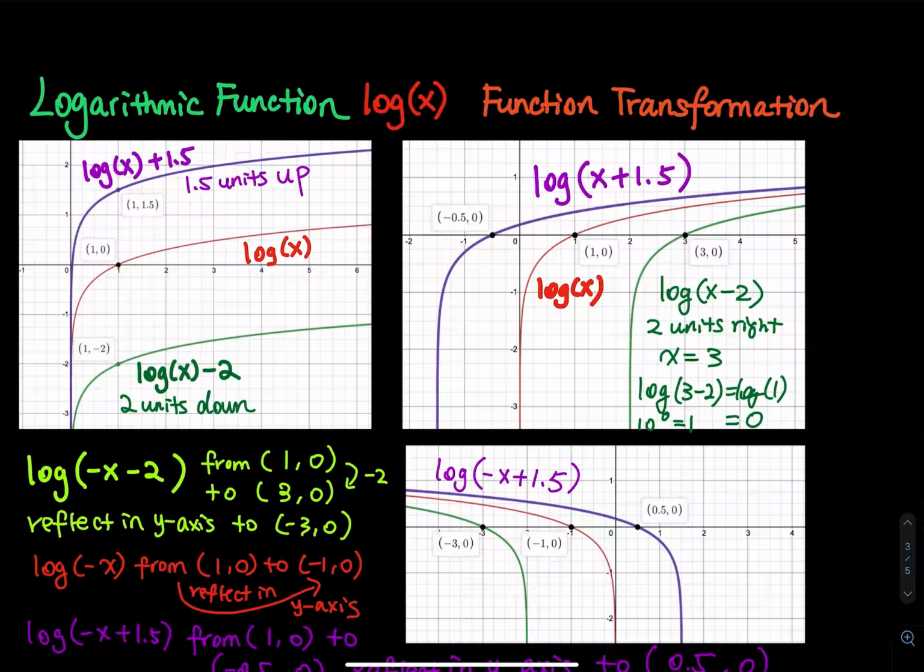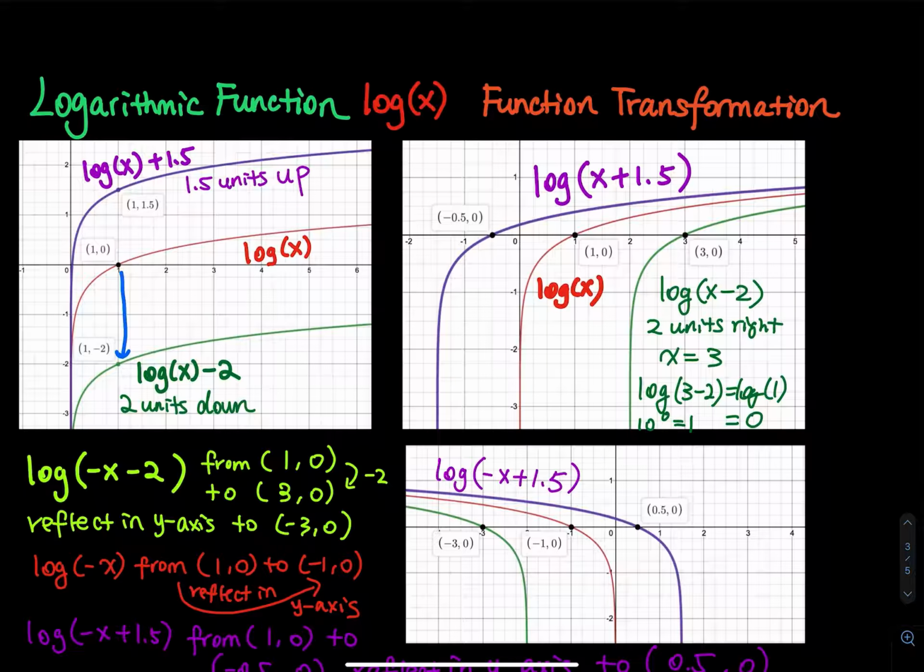All right, and then let's take a look at the green curve. What happened when I subtract 2 from the log of x? When you subtract 2, that shifts the log of x 2 units down. So it was at (1, 0), so shift 2 units down. Now it is at (1, -2). 0 minus 2 is equal to -2.